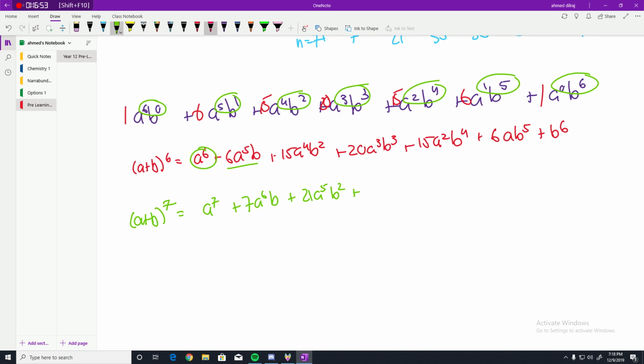Next 2, actually, and then Umi can tell me the last bit. Where are we up to? Okay, so 35 a to the 4 b to the 3, plus 35 a to the 3 b to the 4.